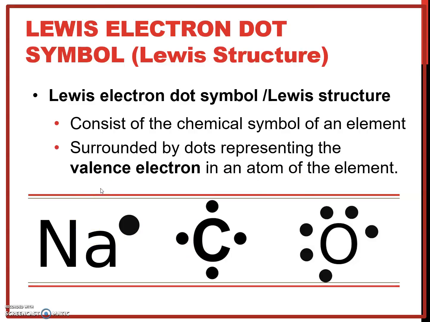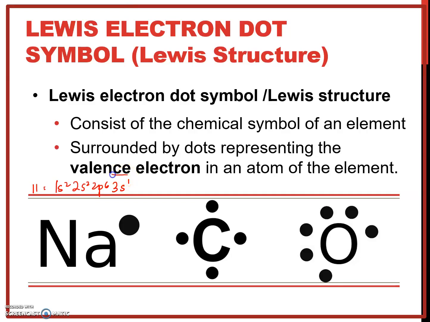If you don't know that sodium comes from group 1, previously in chapter 3 you have learned electronic configuration, so you can determine what group the atom comes from. For example, sodium has a proton number of 11, so the electronic configuration is 1s2, 2s2, 2p6, 3s1. Valence electron is the outermost electron located at the outermost shell.